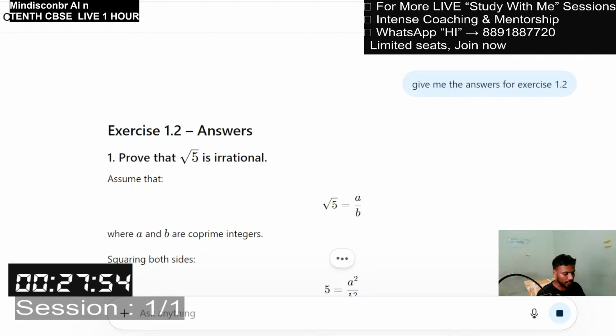This contradicts the fact that a and b have no common factors other than 1, that is, they are not coprime. This contradiction has arisen because of our incorrect assumption that root 2 is rational. So we conclude that root 2 is irrational. And in this way we can prove that root 2 is irrational.